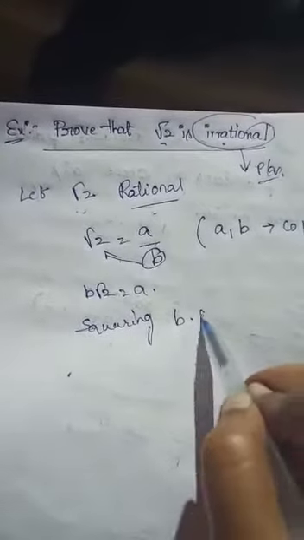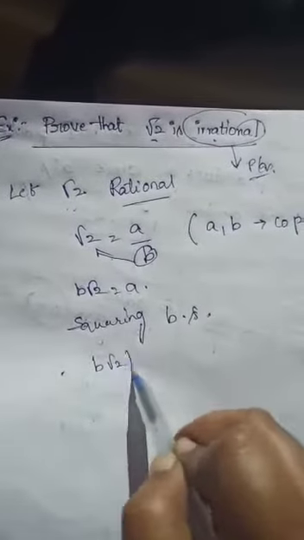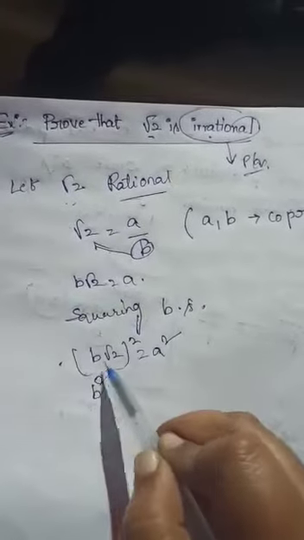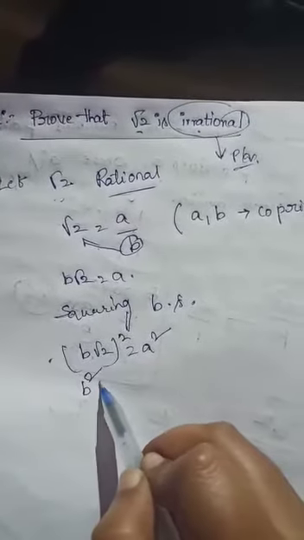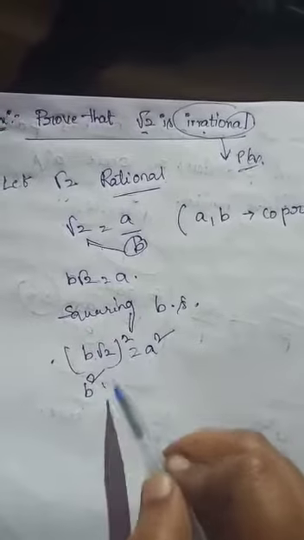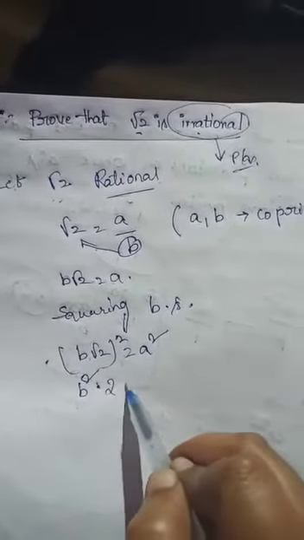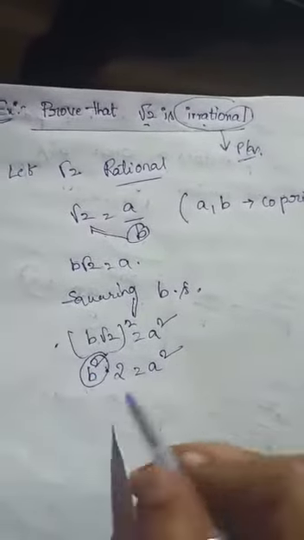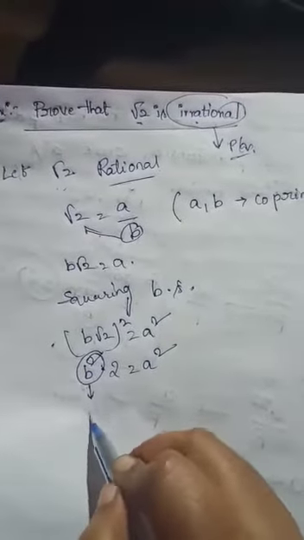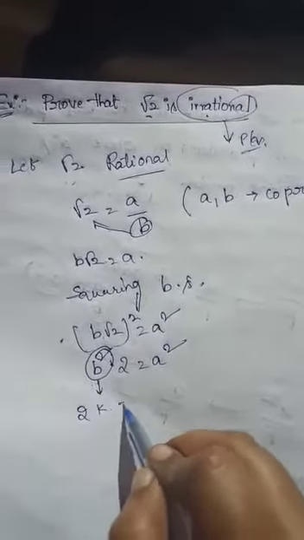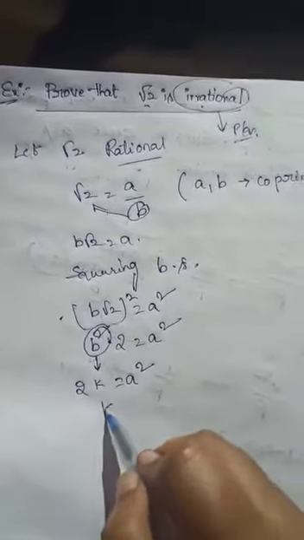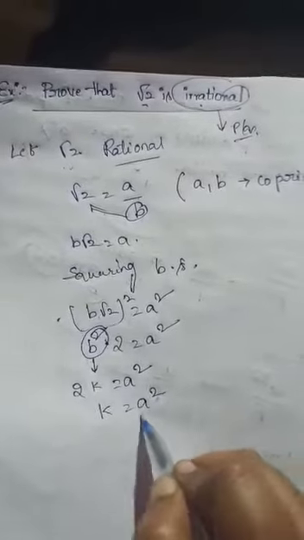b root 2 whole square equals a square. b square into root 2 whole square. We get 2 b square equals a square. Here b square is some constant, it is equal to k. Okay, 2k equals a square. Here k equals a square by 2.